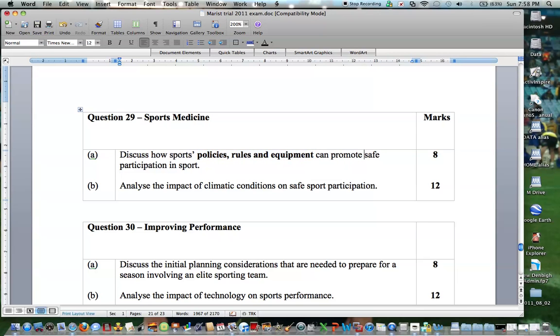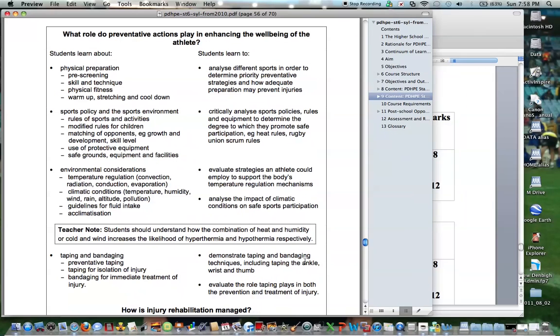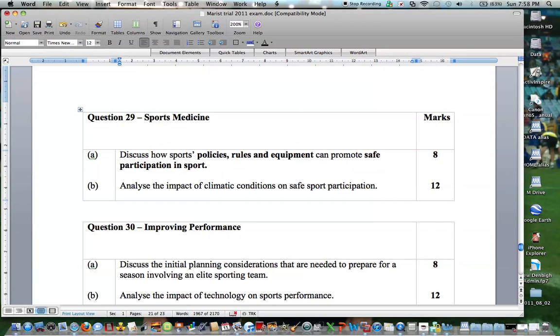and how they promote safe participation in sport. We're going to have a quick look at our syllabus. We'll notice that it comes from this section here, sports policy and the environment, where there's about 5 different areas of the syllabus that can be included. It's worth, as I said, 8 marks.